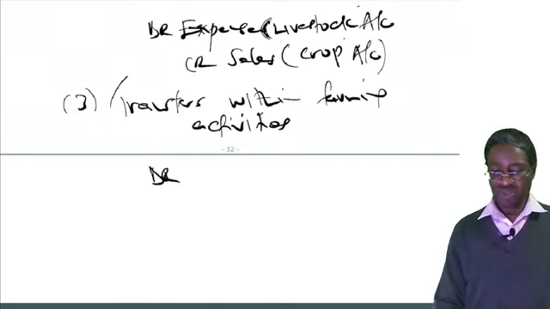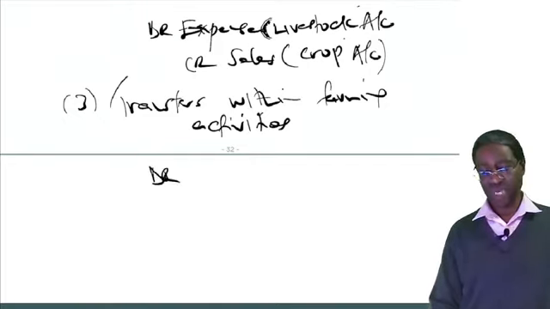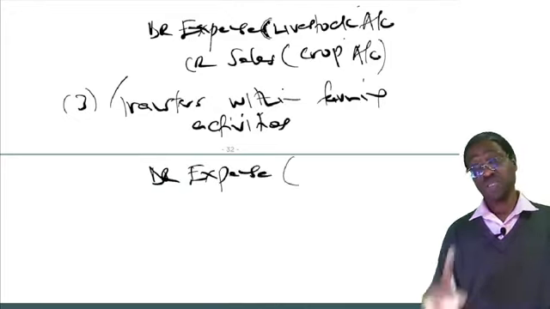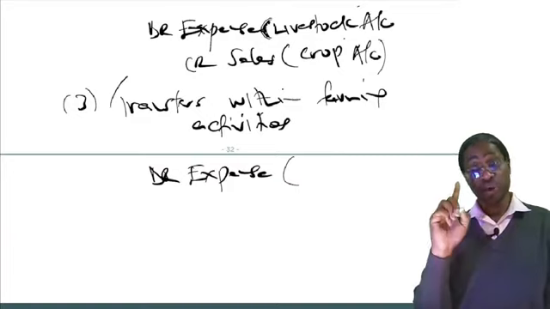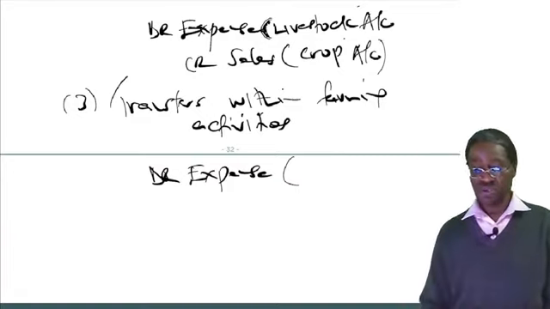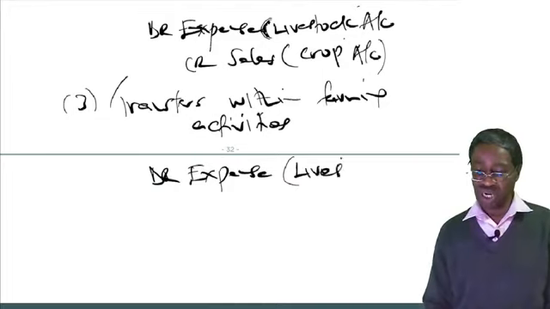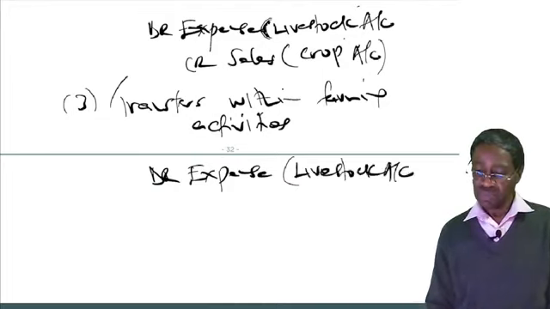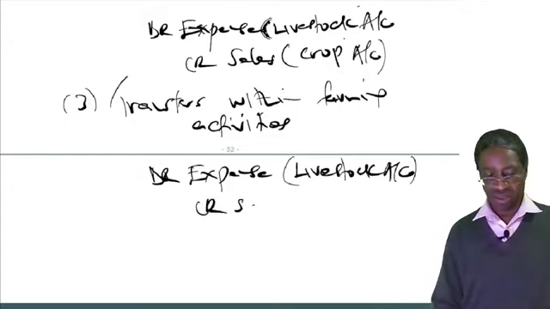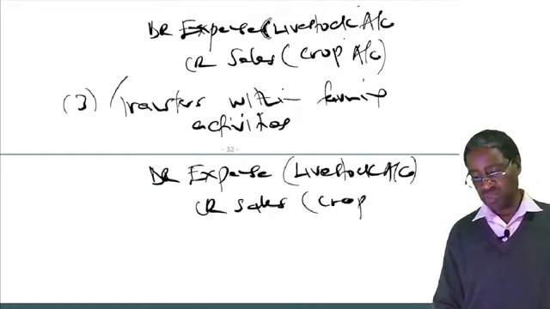Then you debit expense. You debit expense of what? You have said, for example, crops used as livestock feeds. So it becomes an expense of the livestock account. That's an expense. And credit sales of crop account.